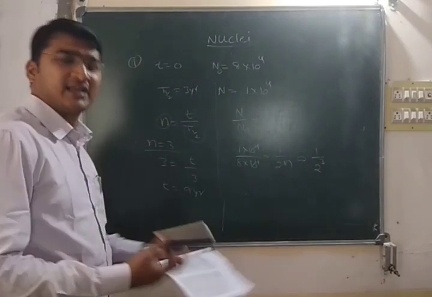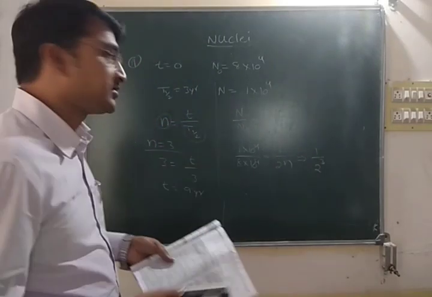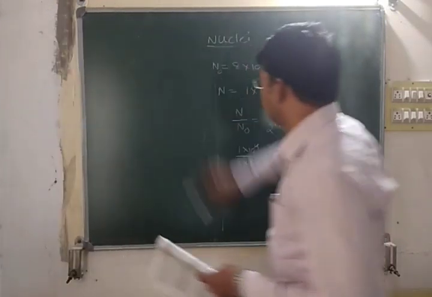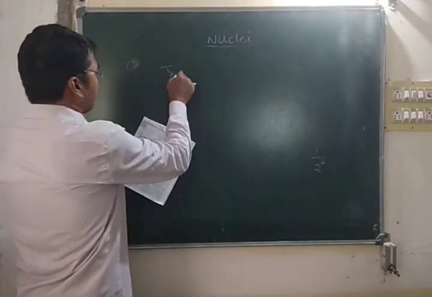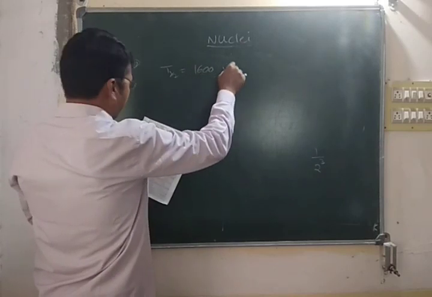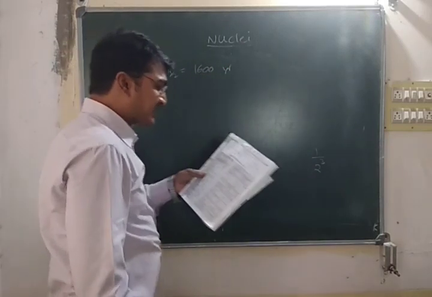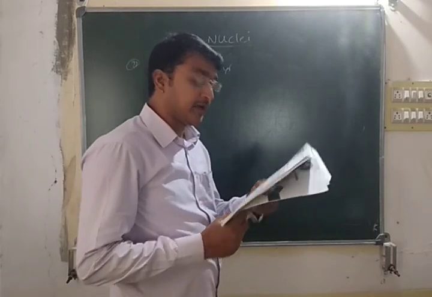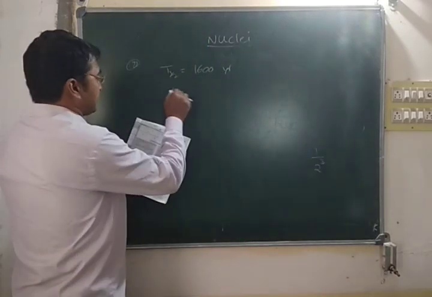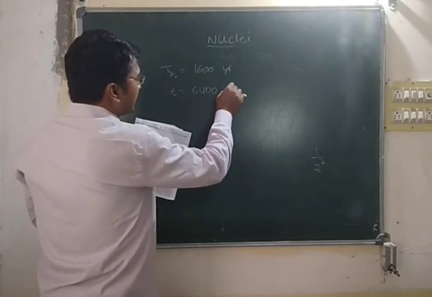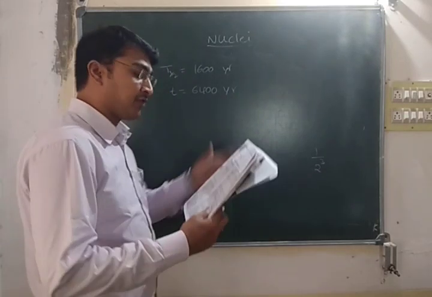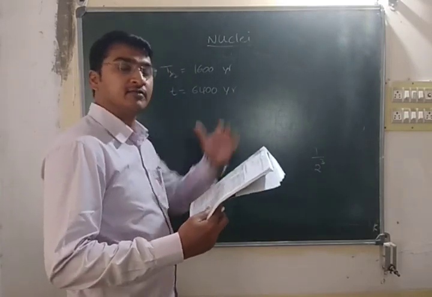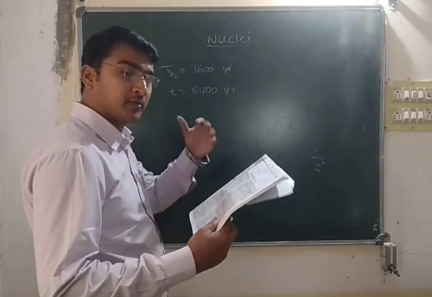Next, almost like this only, but they may ask different values. Next question, second question: the half-life period of radium is 1600 years. The fraction of the sample of radium that would remain after 6400 years, how much fraction will remain after 6400 years? I'll give the hint, you solve it. Options given are 1 by 4, 1 by 2, 1 by 8, 1 by 16.